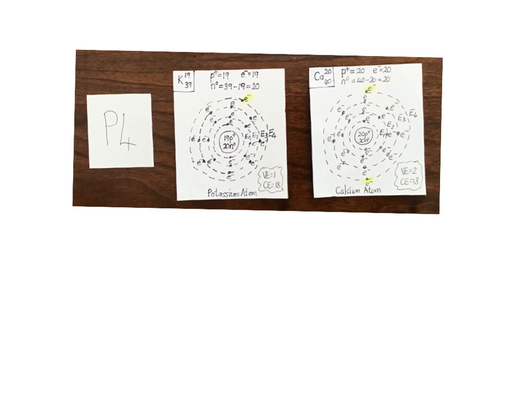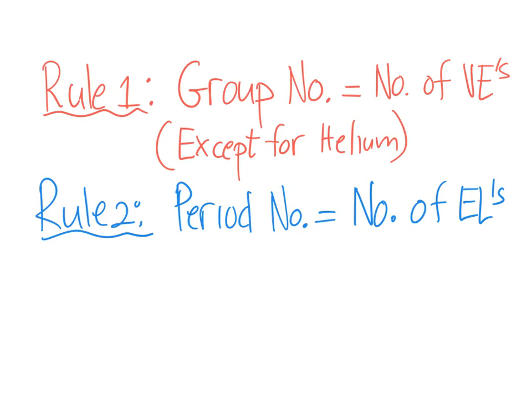And so now we can make a set of very basic rules that can help us in grade 8 to understand how many energy levels there are in a particular atom and how many valence electrons there are. So the rules are: rule number 1, the group number equals the number of valence electrons in the atoms of the elements in that group, except for helium, which sits in group 8, but the number of valence electrons is 2. Rule number 2 is that the period number is an indicator of the number of energy levels in the atoms of the elements in that group.